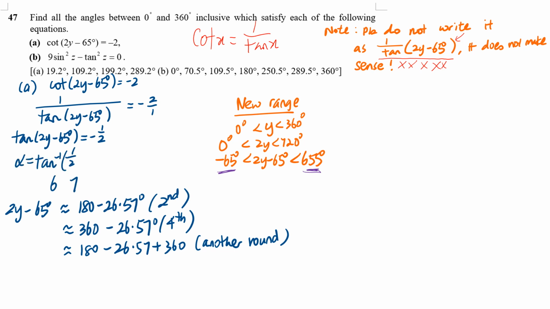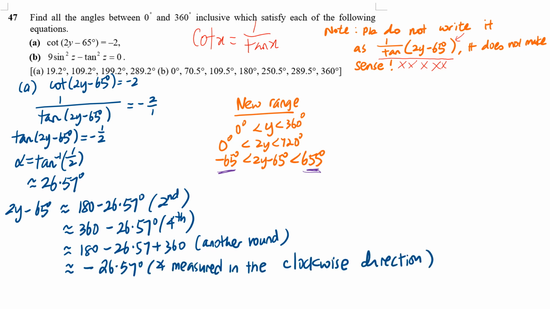So alpha is tangent inverse half, which is 26.57 degrees. Okay, so let's deal with the angle that is taken in the anti-clockwise direction first. So for cosine to be negative, it will come from second and the fourth. That's how I explain, that's how I get my answer here. Can you see? Second and the fourth. Second will be 180 minus alpha. Fourth will be 360 minus alpha.